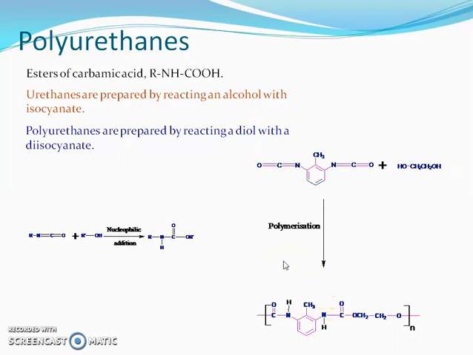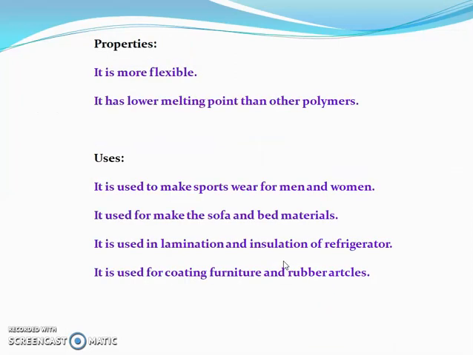Now we have seen the properties of this polyurethane. Polyurethanes are more flexible and have a lower melting point, about 150 degrees centigrade, than corresponding polyamides. It is well known as spandex. They may be used for preparing corsets and girdles for humans, and also in active sportswear for men and women. Polyurethane foams are prepared by blowing air into the molten polymer.